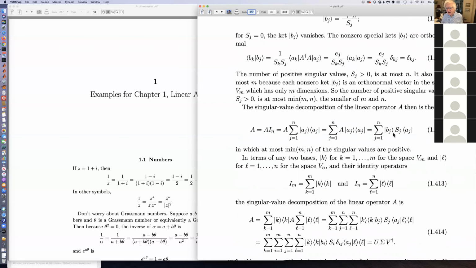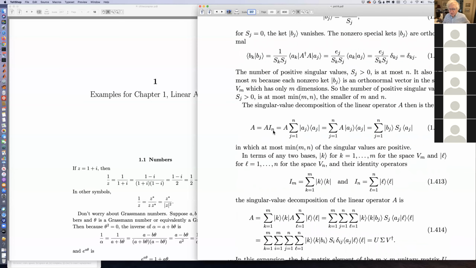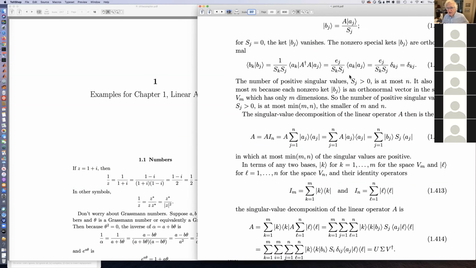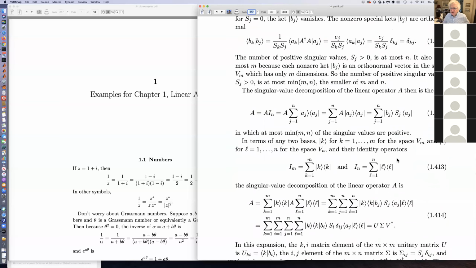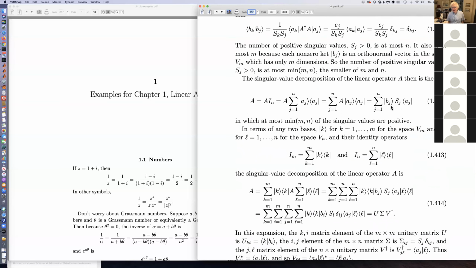And so the singular value decomposition is A on the identity operator in the domain, which is this. I don't know why I wrote these as separate equations. Anyway, A on Aj is Sj Bj. Remember, A on Aj is Sj Bj. And so there it is. It's just instantaneous. That's the singular value decomposition. You see it's completely general.